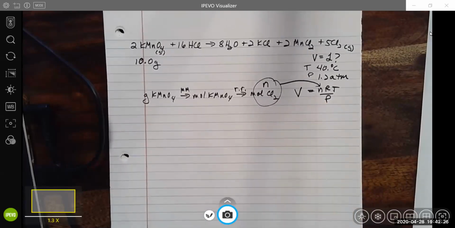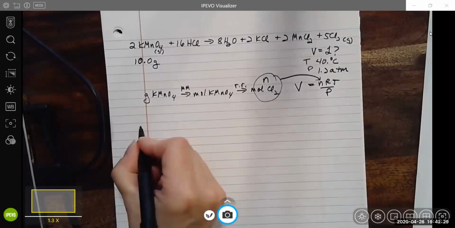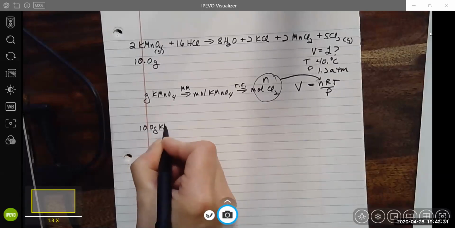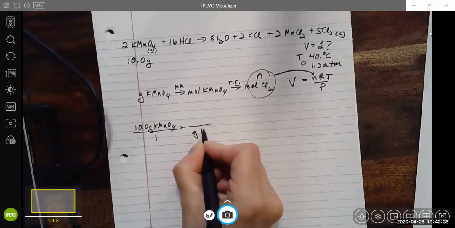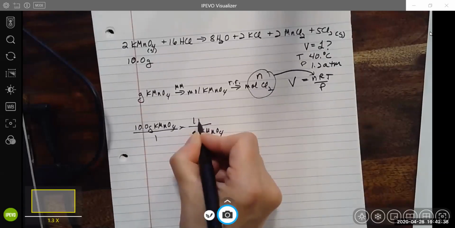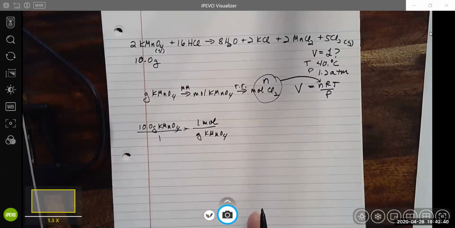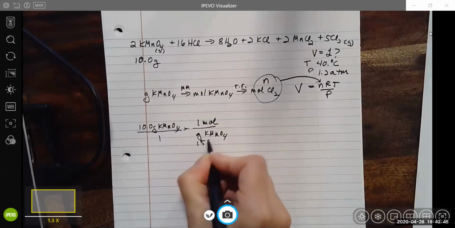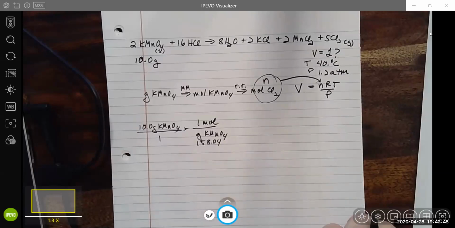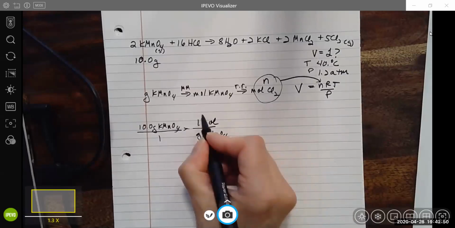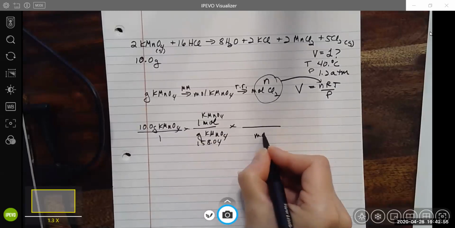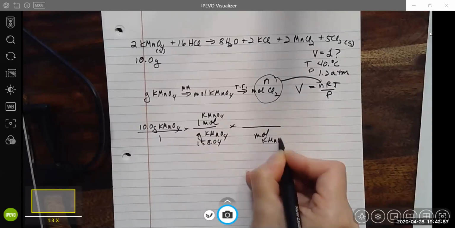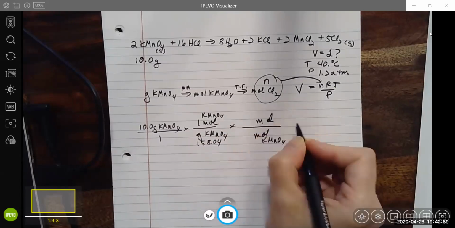Okay. So I'm going to start with my 10 grams of potassium permanganate over 1, just like in the old days, grams of potassium permanganate in 1 mole. And that's my molar mass, and that is 158.04. I'm going to write it down here to save room. So that's my grams in 1 mole. That would cancel out, and this is moles of potassium permanganate. And now I want to go from moles of potassium permanganate to moles of my gas, chlorine.